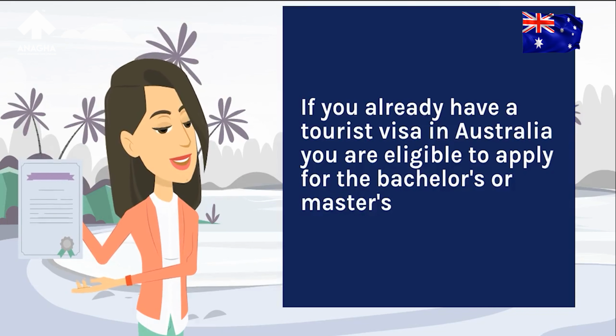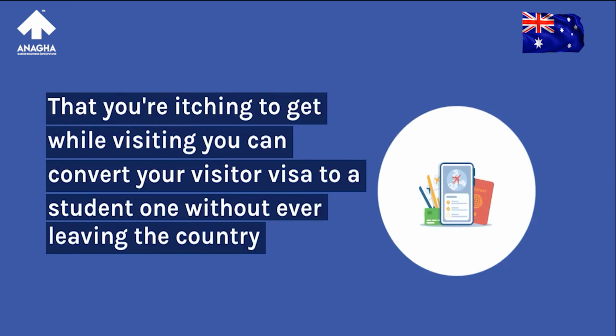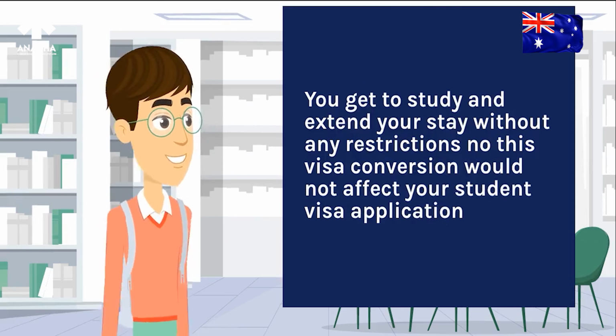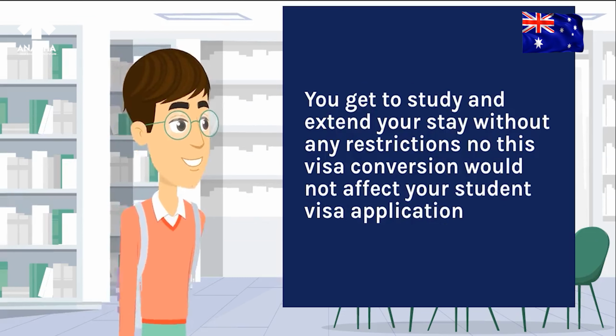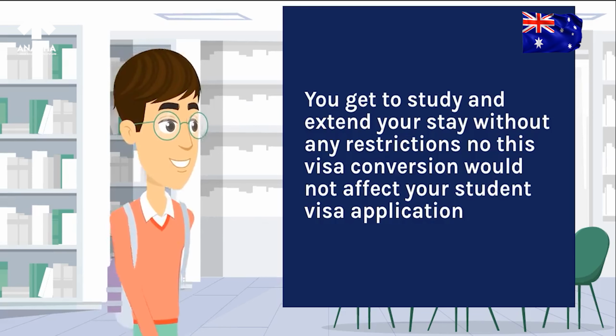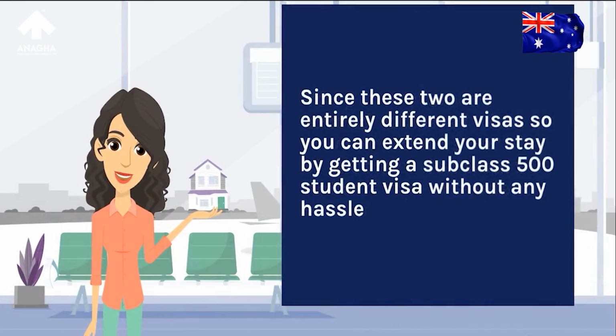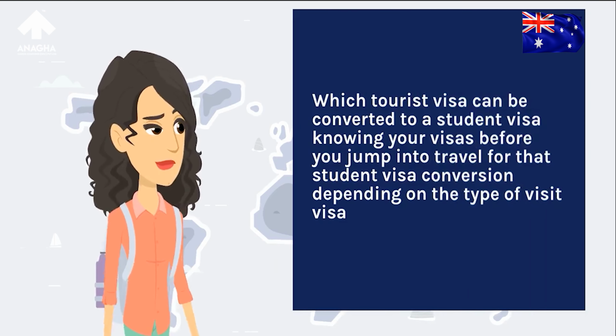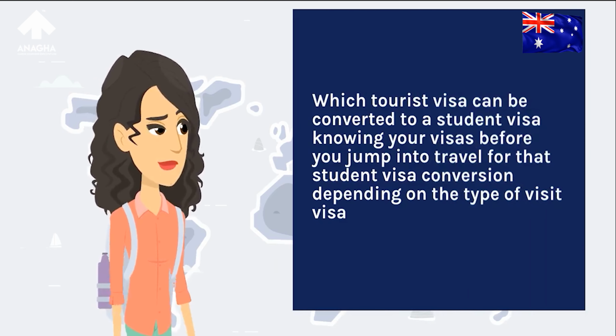If you already have a tourist visa in Australia, you are eligible to apply for the bachelor's or master's course that you're itching to get while visiting. You can convert your visitor visa to a student one without ever leaving the country. You get to study and extend your stay without any restrictions. This visa conversion would not affect your student visa application, since these two are entirely different visas, so you can extend your stay by getting a subclass 500 student visa without any hassle.